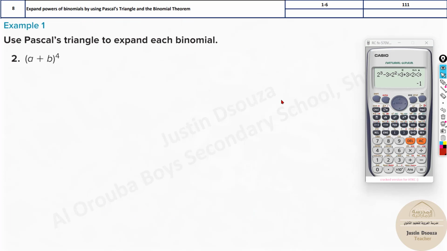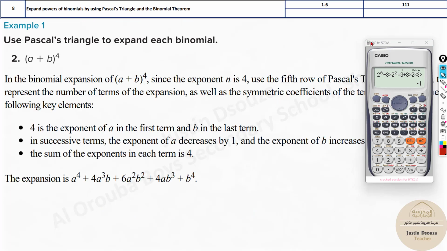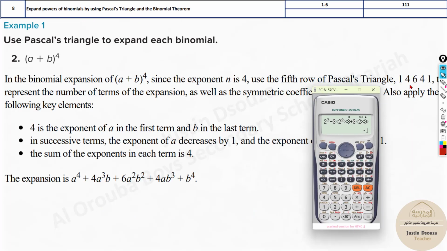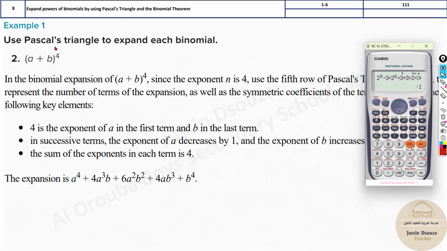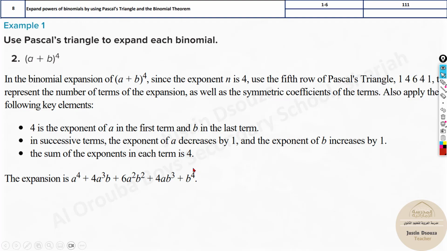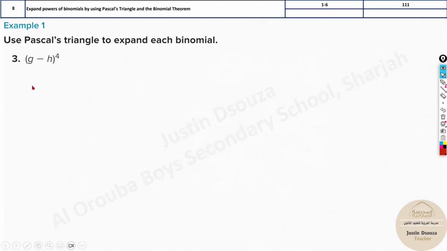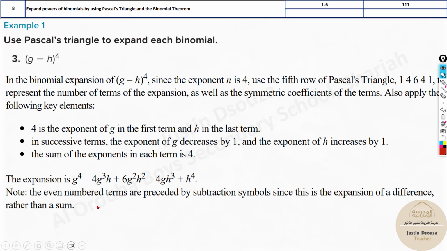Here, same thing. You can just see the Pascal's triangle and find the coefficients. It's 1, 4, 6, 4, 1, and then you can easily type it out. Or you can assume values for A and B and then solve. You'll get the same answer. Here also, the coefficients are the same, but the signs will vary. Wherever h is an odd power, it will have a negative sign. Where it's even, it will be positive.